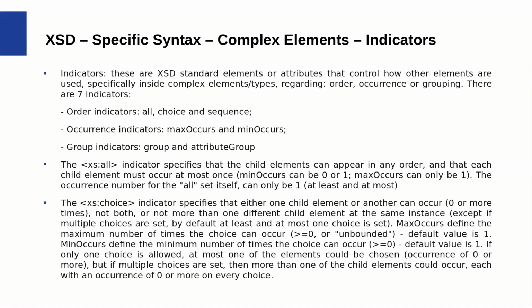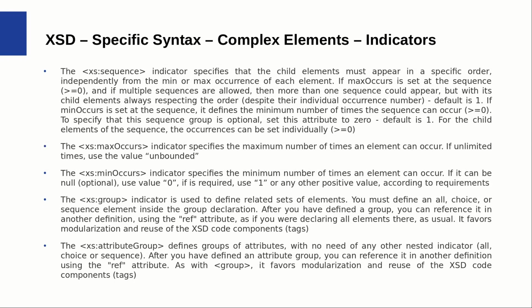Okay, now the occurrence indicators, which are the two attributes maxOccurs and minOccurs. The xs:maxOccurs indicator specifies the maximum number of times an element can occur, and if unlimited times is permitted, the value for the maxOccurs attribute should be unbounded.